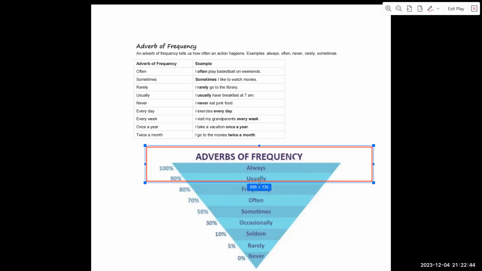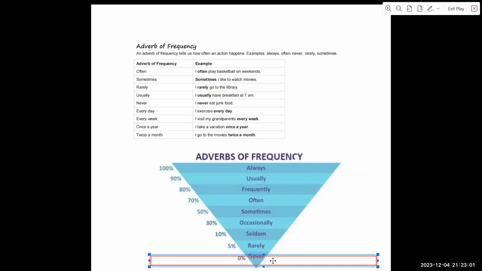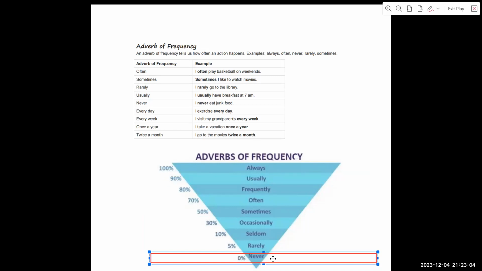And then usually is not always anymore, but near to always. It's like 90% of the things you're doing or have done. So this is like a level. As you can see, from down here, it's never. So what percent is never, at the bottom? The numbers, the percent. 0%. So meaning you really did not do that thing.